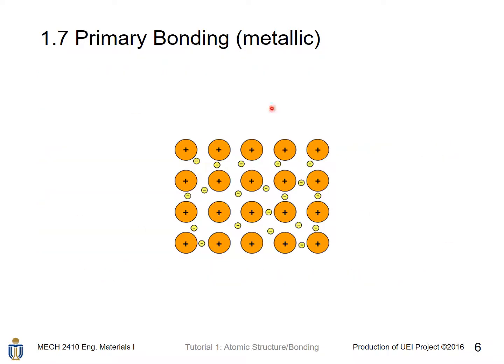Of such primary bonding, you can see that the metal atoms give up their outermost electrons to form metal ions, and those free electrons form a sea of electrons.